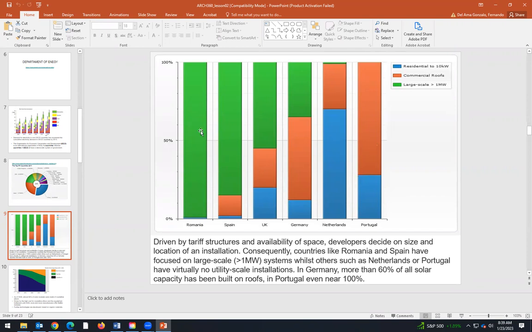Again, in architecture, we can't do the large scale. We can integrate PV panels on our buildings with that strategy. But again, it depends on the country, it depends on the area of the world, and there are strategic decisions that are made by governments or whatever.